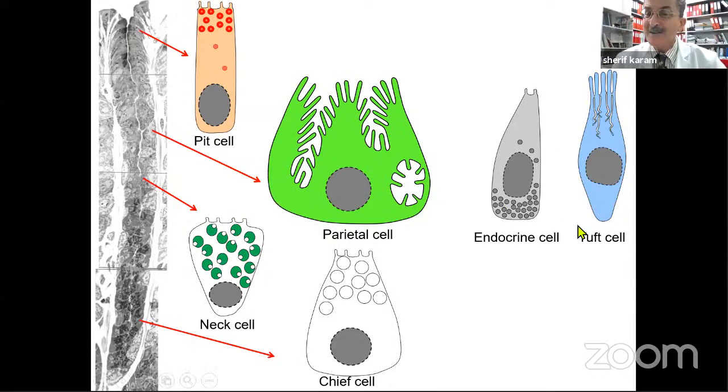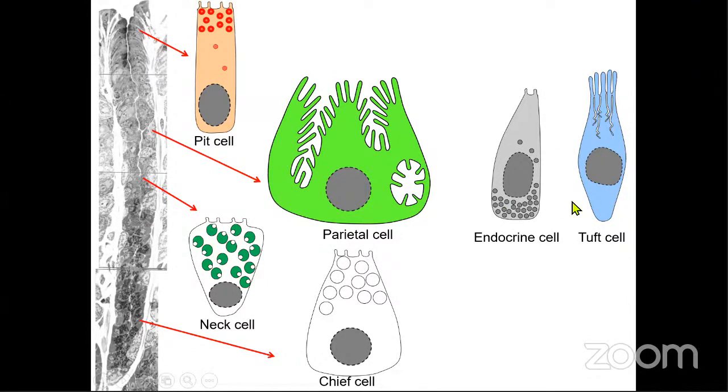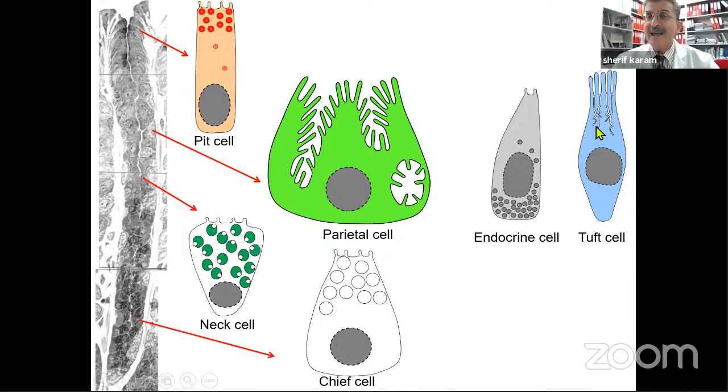And also the other type of cell, which is very much neglected, which is a tuft cell or the caveolated cells. And these cells are also scattered like the endocrine cells. So maybe this is one of the reasons why they are neglected, these tuft cells, because they are scattered, they are few, they are not numerous, they are not prominent in H&E stain sections. But they are there and they are functional and they are really very important. Now, these are the cells which have been known for long in the gastric gland.